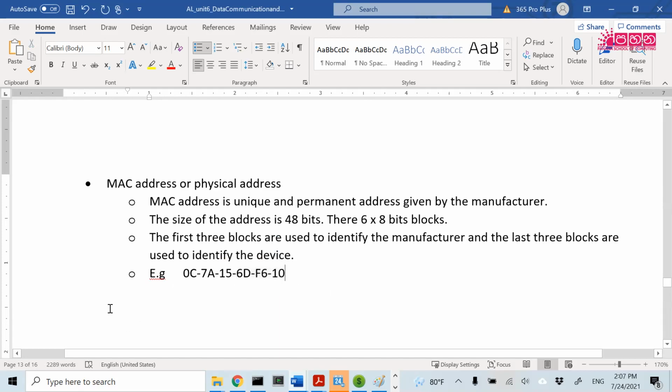Right? This is an example. So it's given in hexadecimal, right? Each one is 8 bits, right? Go from 00 to FF, right? You remember, this is given in hexadecimal.